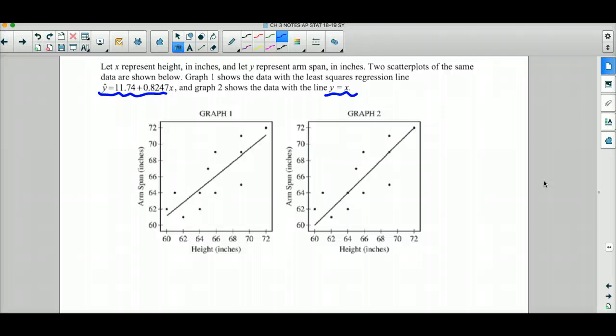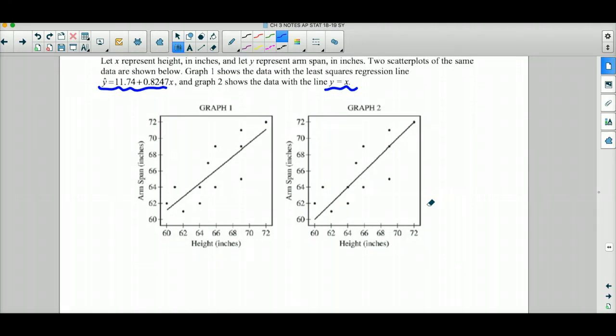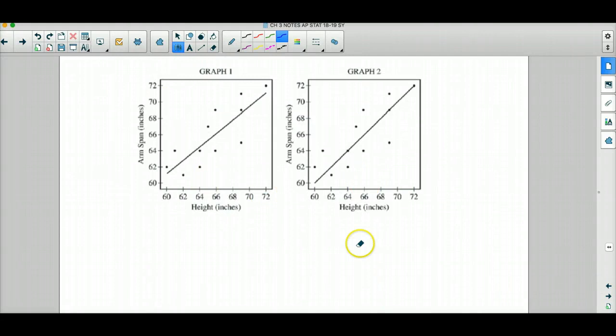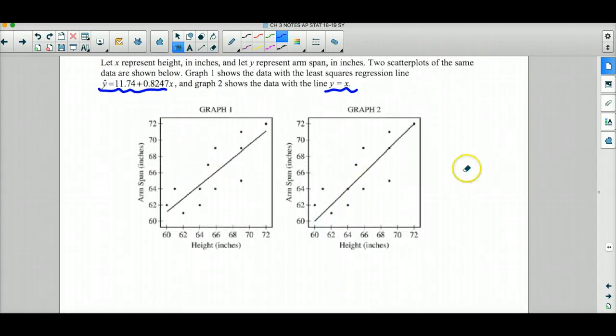But, okay, the rest of the question leads you through graph 2 in just a second for a really good reason. I like this question. So, you see how graph 2 is the line y equals x? So, it's like the perfect slope of 1.